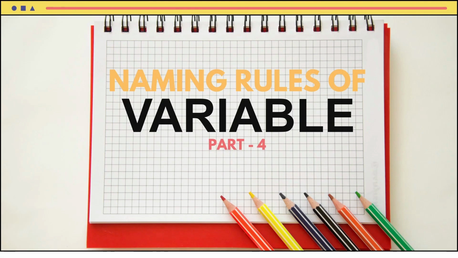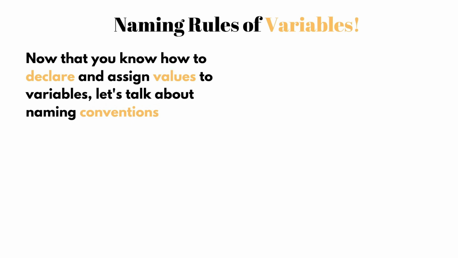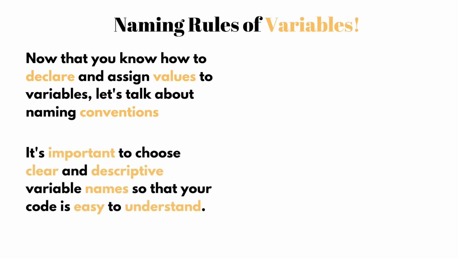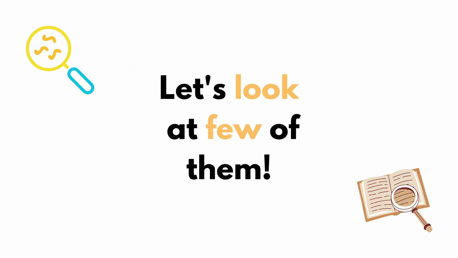Naming rules of the variables, part 4. Naming rules of a variable. Now that you know how to declare and assign values to variables, let's talk about naming conventions. It's important to choose clear, descriptive variable names so that your code is easy to understand. That's the most basic one. For example, here var x doesn't denote anything. However, if you use the variable age is equal to 5, that means the variable has the value of a certain age. Now let's look at a few other rules.